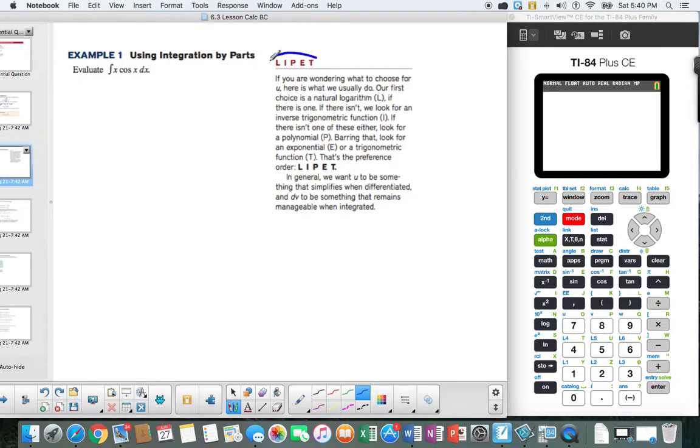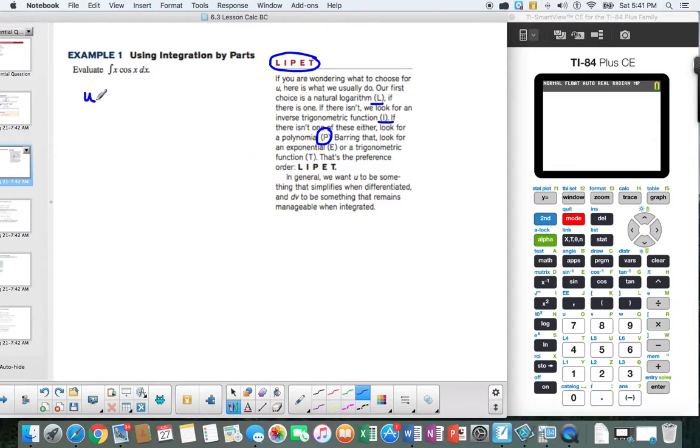Okay, LIPET is a mnemonic, and the mnemonic is supposed to help you decide what to substitute for. So in your first pass, always make your u the natural log. If you have an inverse, make it your u. And second is polynomials, barring that, look for an exponential. And last is a trig expression.